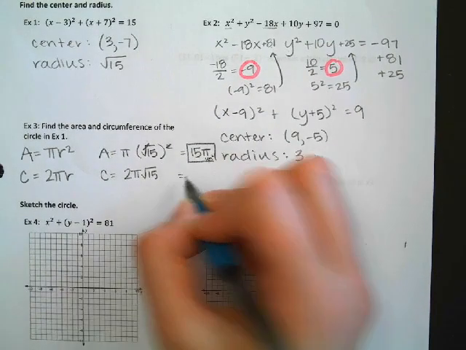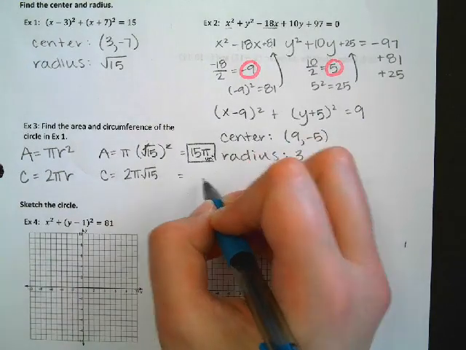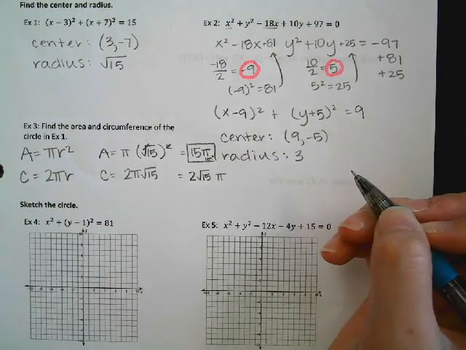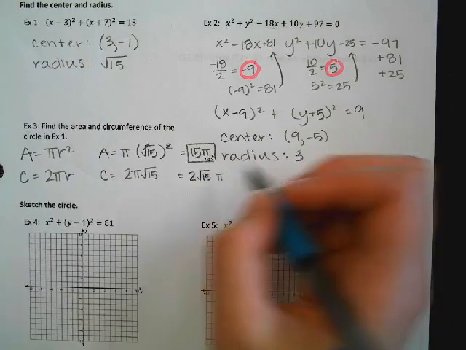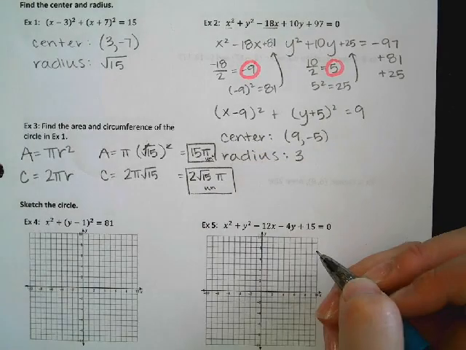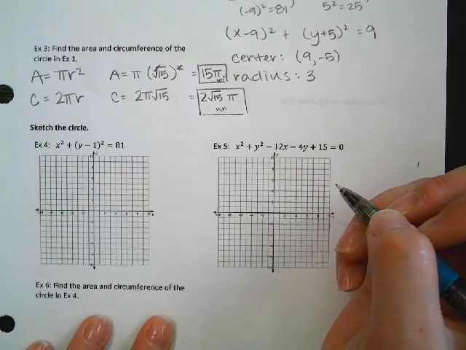And here, I guess it's going to look weird no matter what. I'd say 2 root 15 times pi, maybe? That seems weird. I'd maybe leave it like that, to be honest. It doesn't matter. All right, so area, circumference. Just want to make sure that we remember those formulas.